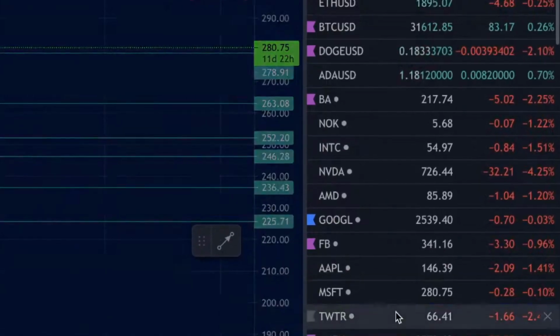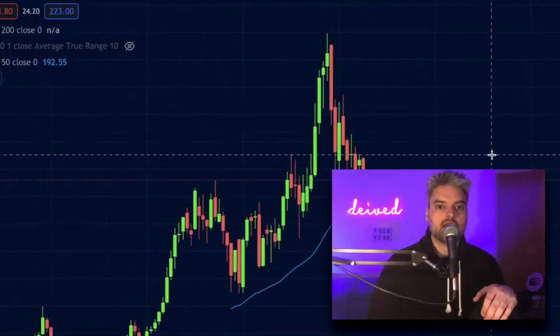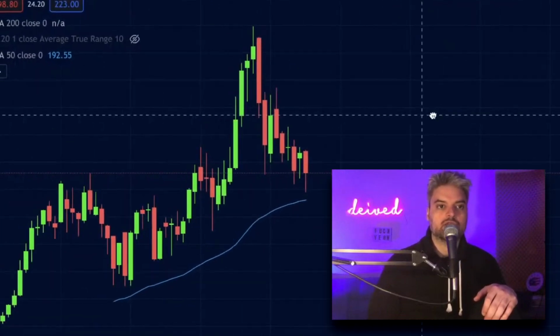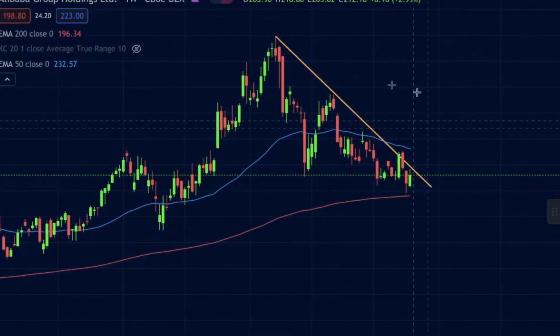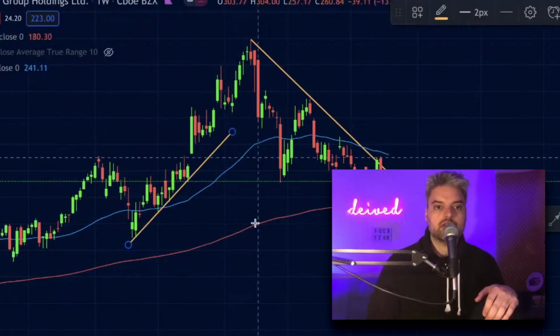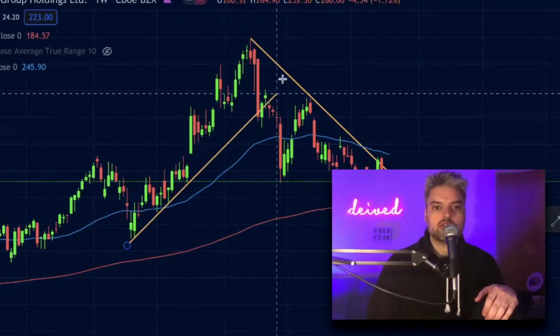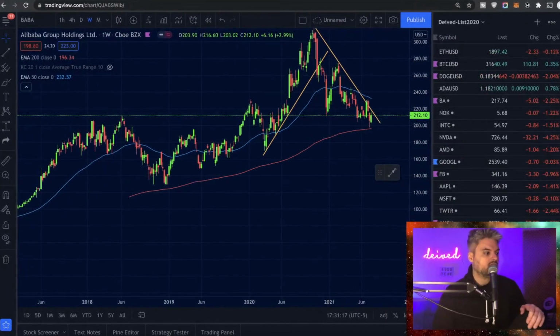For example, I'm keeping an eye on Alibaba because Alibaba is looking to me like it wants to break a trend line soon. See this? This is what I want to see. A break of a trend line. Able to identify Alibaba uptrends. See that? Then it broke this trend line and went down. So you're able to identify trend lines all over the place.